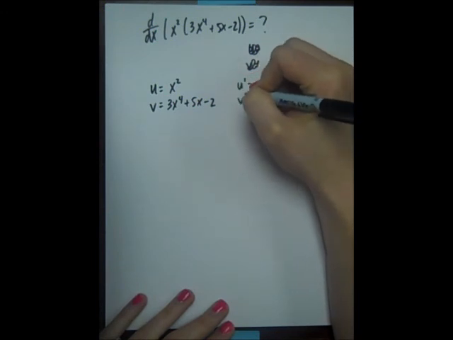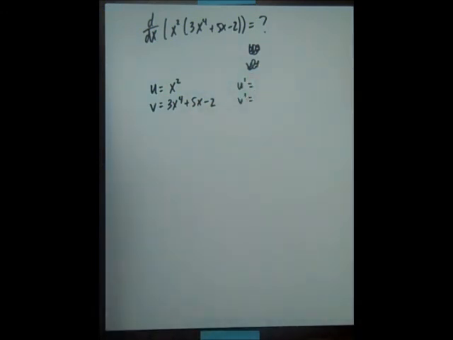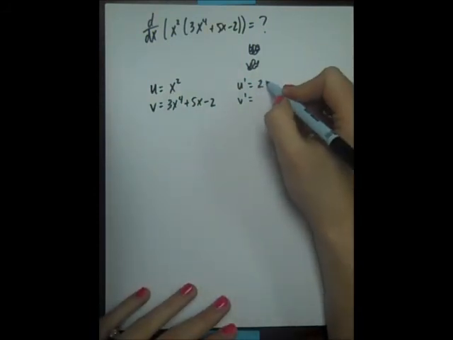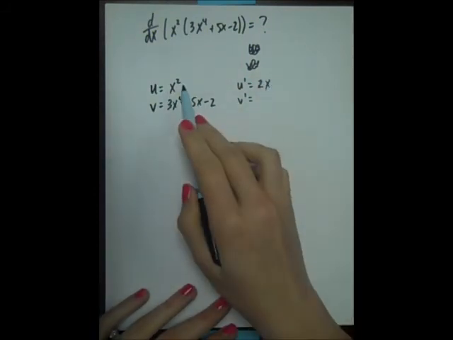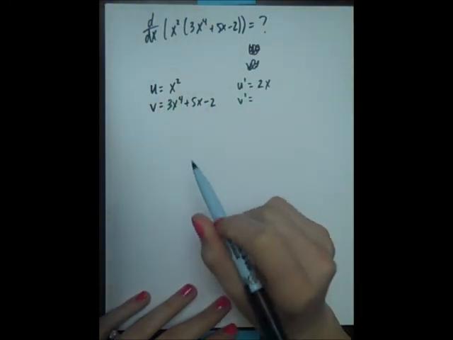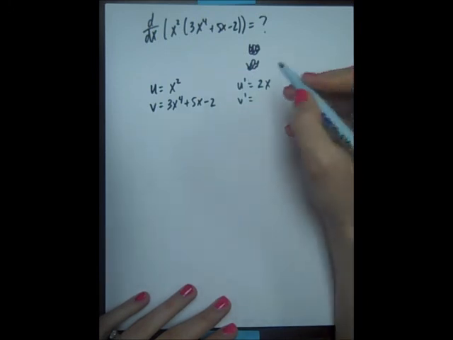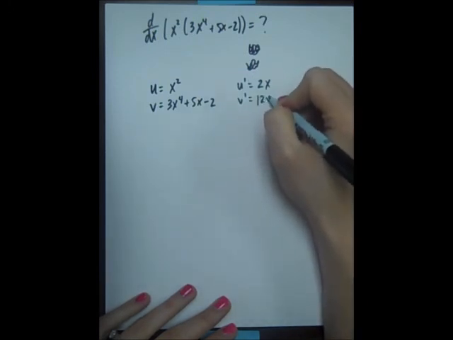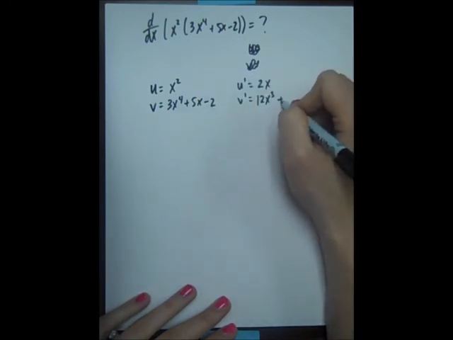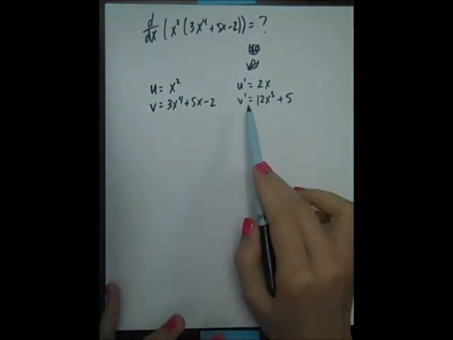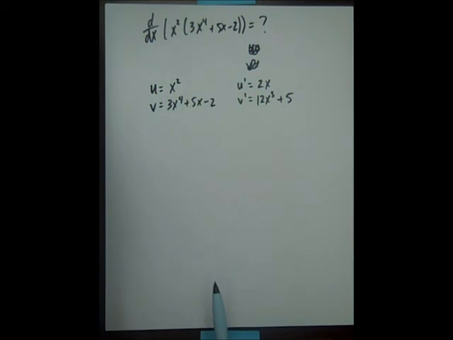Now I need to figure out what is u prime and what is v prime. So what's the derivative of u? Using your power rule, that's just going to be 2x. So bring down your 2, subtract 1. Now what's the derivative of v? Well, here I have a sum and also a power, so I'll have 12x to the 3rd plus 5. If you're confused on how I got this v prime, go back to finding the derivative of a polynomial.